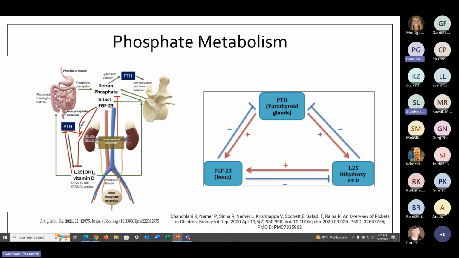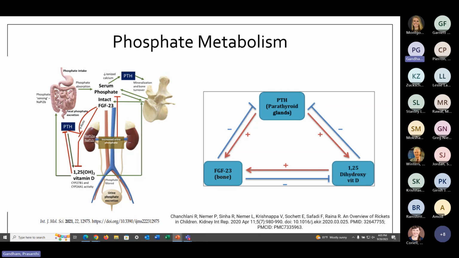PTH, of course, also increases 1-alpha hydroxylase in the kidney, thereby increasing production of the activated form of vitamin D, which is 1,25-dihydroxyvitamin D. And it also enhances intestinal calcium and phosphate absorption. There's some evidence that PTH induces expression and secretion of FGF23. And then FGF23 in turn decreases 1,25-dihydroxyvitamin D production, which is, of course, an inhibitor of PTH production.